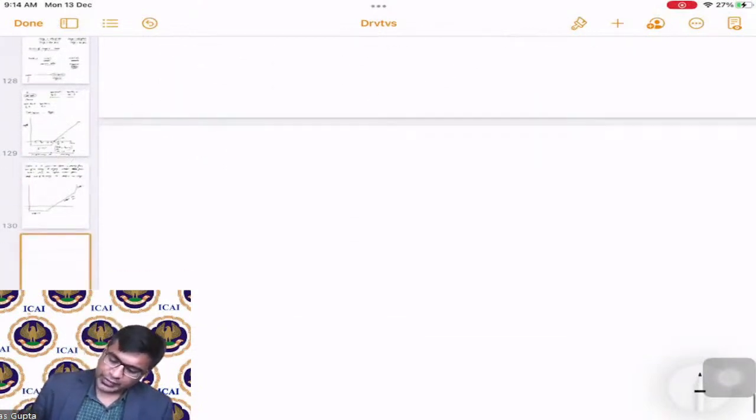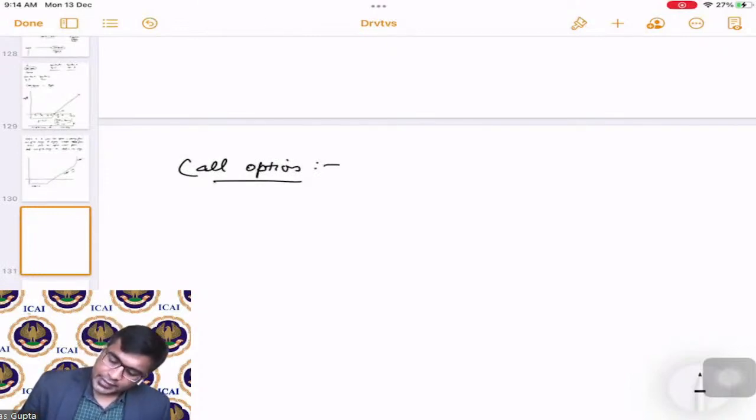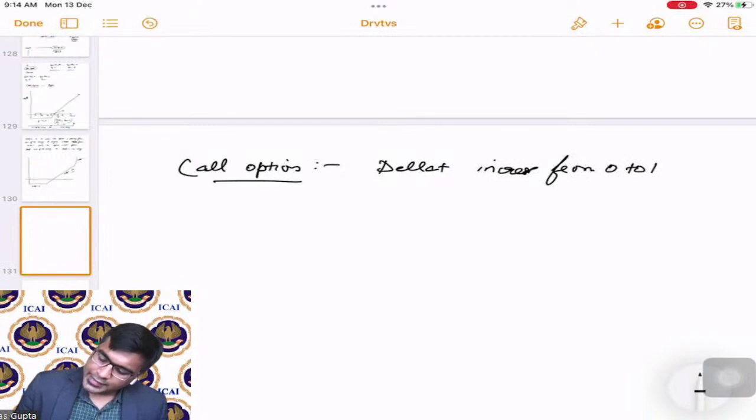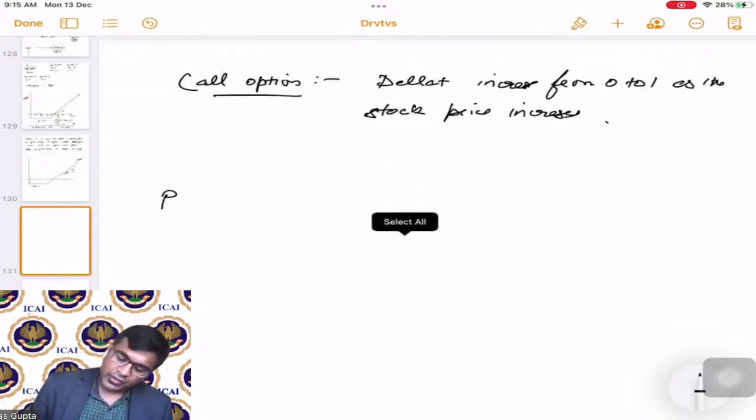Correct. So in case of, now let us do it like this. In case of call option, delta increases from 0 to 1 as the stock price increases. Because as the stock price increases, the call option price will also increase, and it will become from out of the money to in the money. And since it is becoming out of the money to in the money, the delta will also increase from 0 to 1. The reverse would be applicable for put option now.